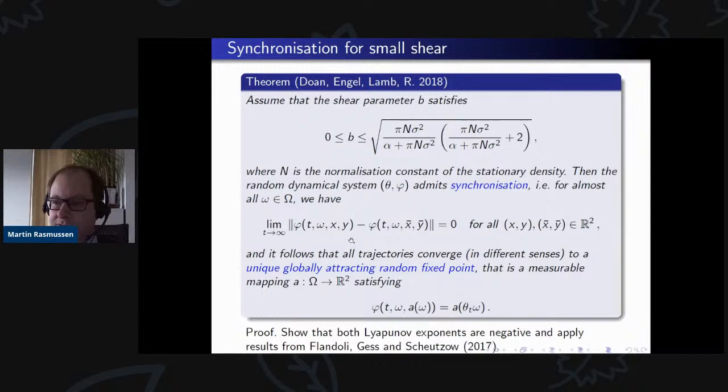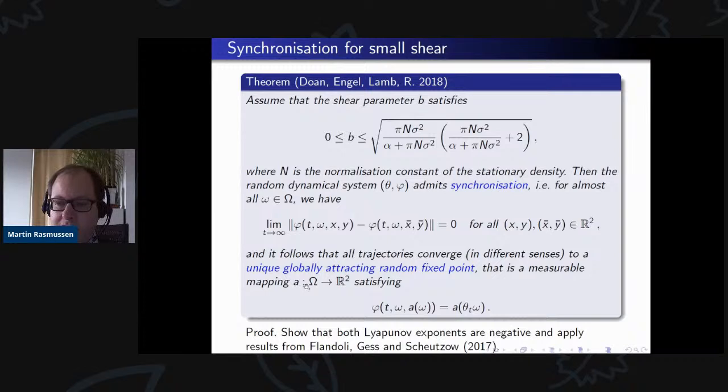These points have synchronization, and then the question is to what point do these orbits converge? And one can show that there is a so-called random fixed point. This random fixed point is globally attracting, and it's the unique random fixed point in this situation. And the random fixed point is the easiest invariant object of a random dynamical system. So basically, you have a fixed point, or a point, for each omega. So this is a mapping from omega to R2.